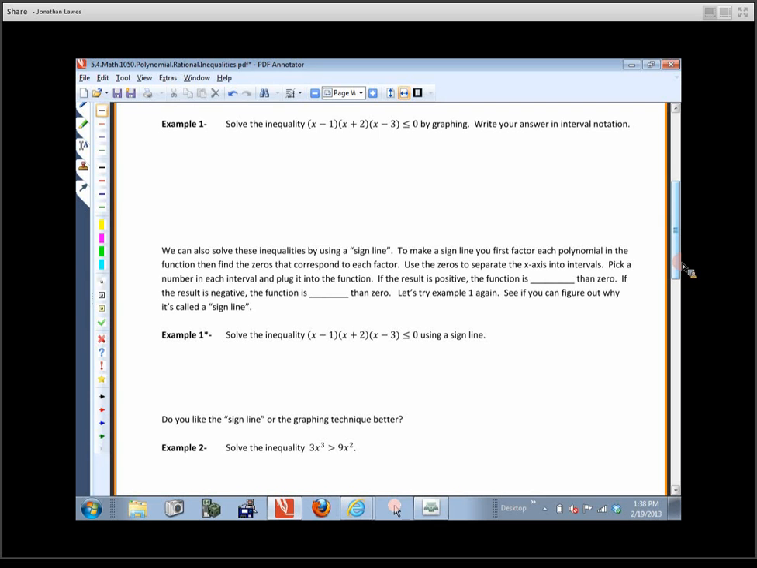So I'm going to show you the way that I think you ought to solve these in general. If you're asked to do these, I'm going to show you a technique that I think works the best.